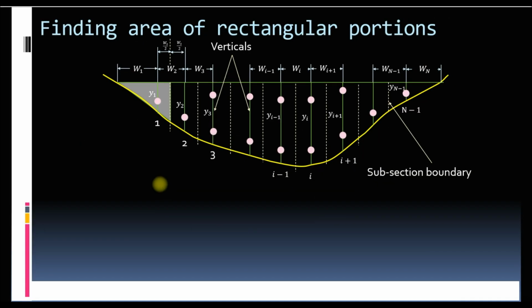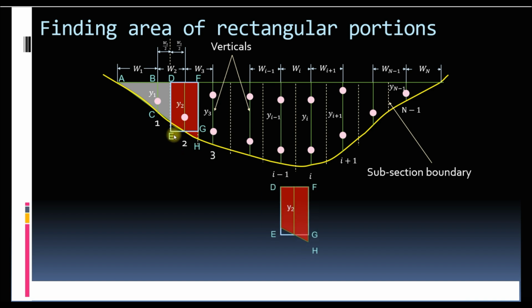Let's find areas which are shown in grey and red. First we'll take this rectangle with the length Y2 and width equal to W2 by 2 plus W3 by 2, and name the vertices of the shaded portions. Looking at this part, we can see that this small red triangle's area is approximately equal to that of this black triangle. Therefore, the area of rectangle DEFG is a close approximation to the area of the red portion.